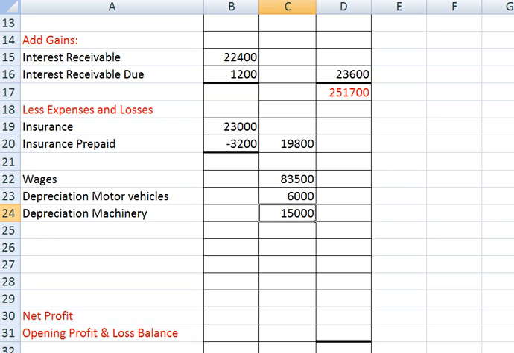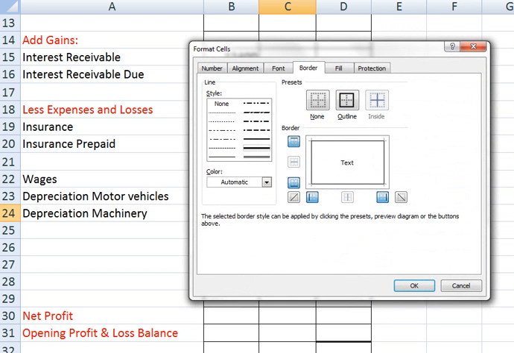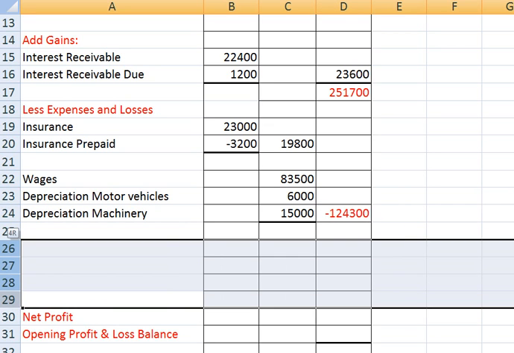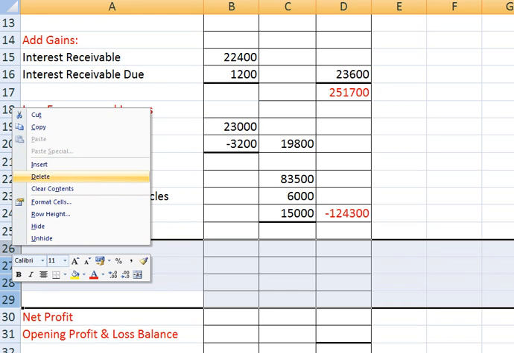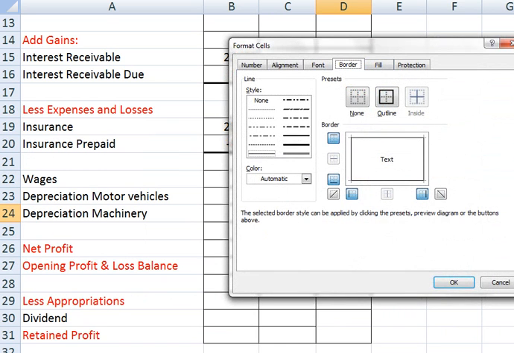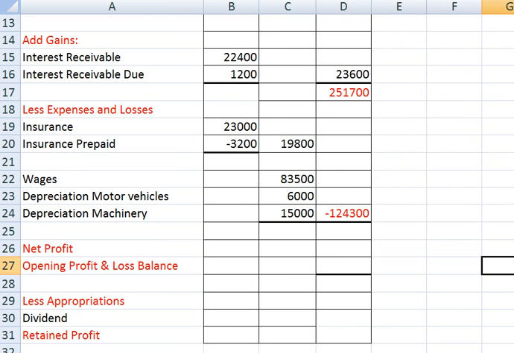So we come back to the question here, and we're going to add up all our expenses. So again, when I'm doing addition, I like to put a line underneath to show that I'm doing addition. And the total expenses are 124,300. And totals I like to put in red. So these cells here weren't needed, so I'm going to get them out of here. Okay, so I have my total expenses, and I have my gross profit plus the gains. So to get my net profit, I take away my expenses from my gross profit plus gains, and I get 127,400.